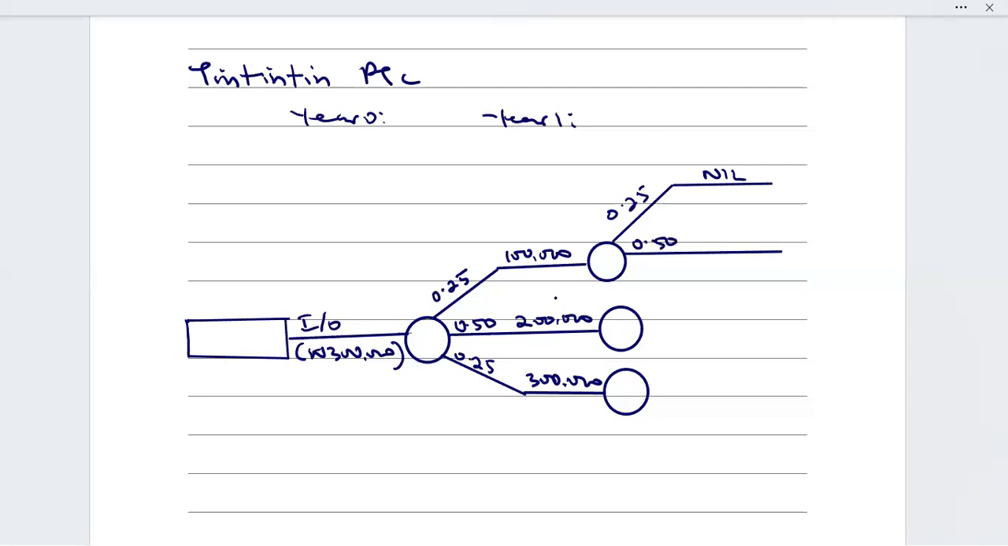Probability of 0.5 that cash flow in year two will be 100,000. Here is year two. Then, if cash flow in year one is 100,000, there's a probability of 0.25 that cash flow in year two will be 200,000. So probability of 0.25, cash flow will be 200,000. Again, I have to close that.